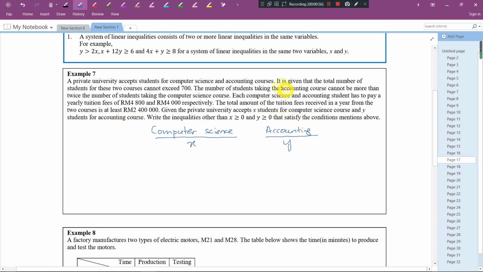Okay, let's go back to this beginning part. It's given that the total number of students for these two courses cannot exceed 700. The total number of students means that the sum of X and Y, right? So X plus Y cannot exceed. It means less than or equal to 700. So now we have formed the first inequality.